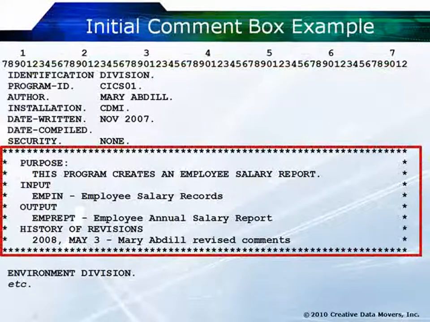Here is an initial comment box example. Following my identification division, I have a comment box, and it includes the purpose of the program, a listing of the input files, in this case there's only one, a listing of the output files, in this case again there's only one, a history of revisions, and in this case I've indicated on 2008, May 3rd, Mary Abdul revised the comments in this program. Following that I have a few spaces and then the environment division and the rest of the program.